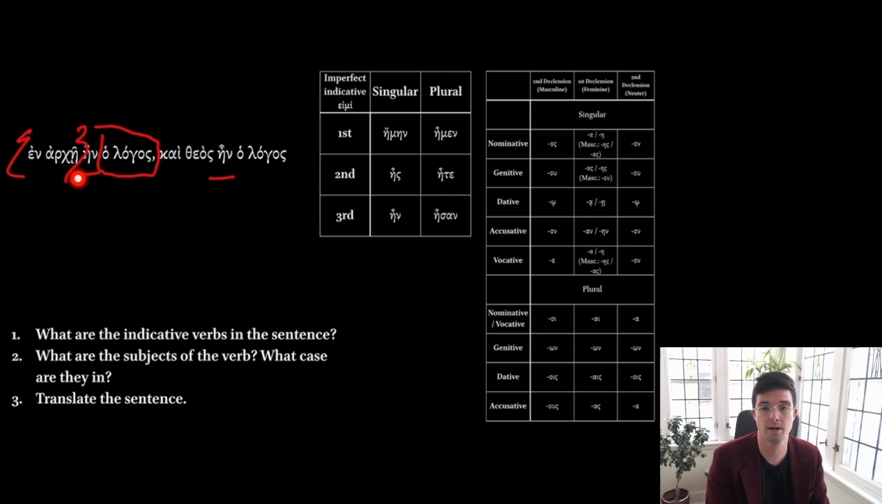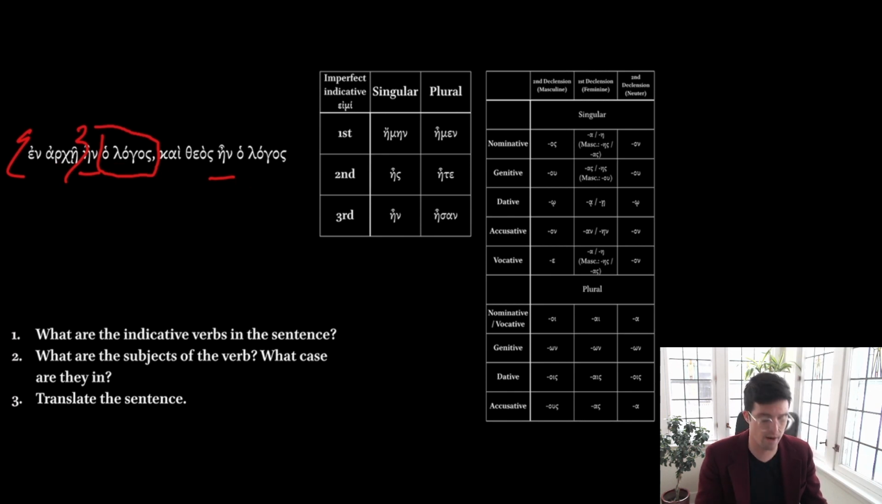So arche here, if we look over to our noun endings, this eta with an iota subscript tells us we have a dative feminine singular, and that's exactly what arche is. It's a feminine noun meaning beginning. So in the beginning, in English, we'd like to put in the definite article there. Remember, the use or non-use of the definite article in Greek doesn't directly correspond to what we find in English. So in the beginning was the word. And then we move on to our second bit here.